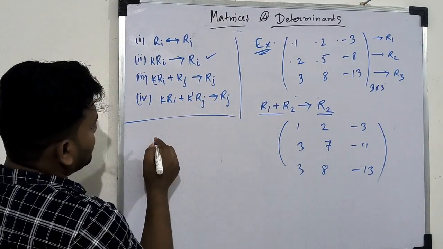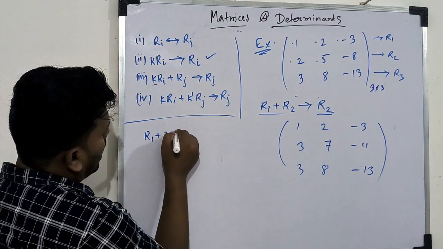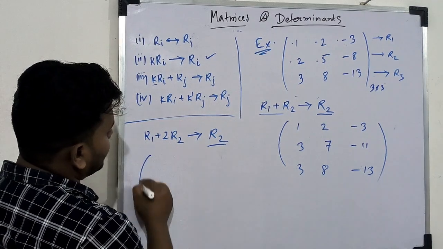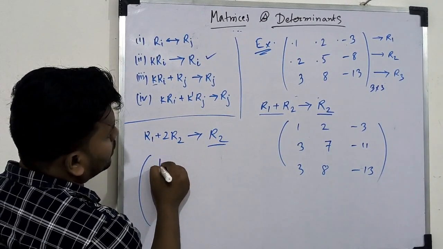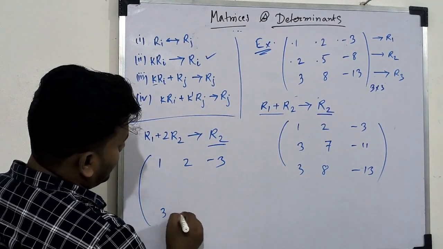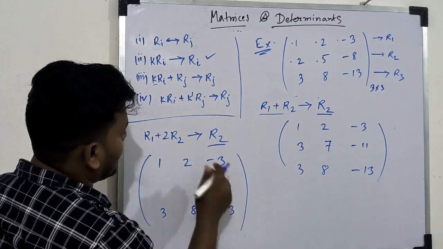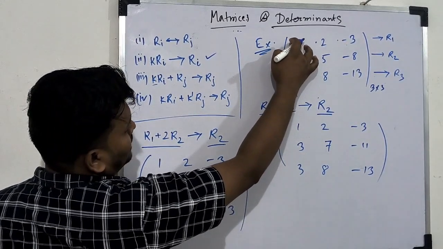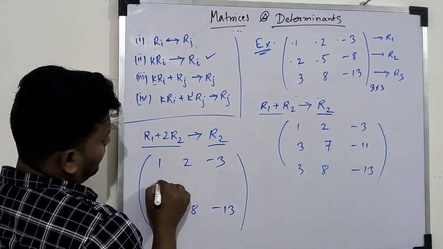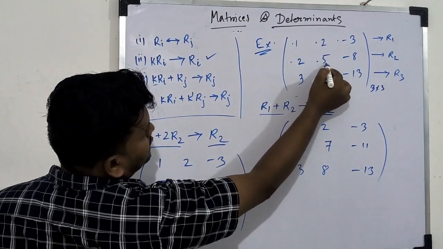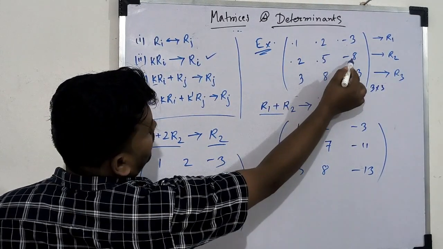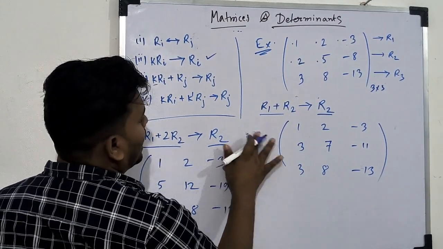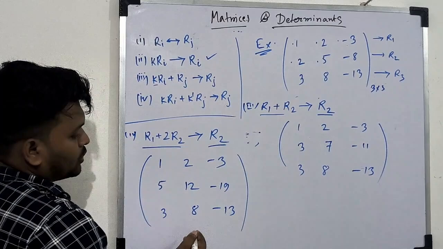And last, if we put R1 plus 2 R2 implies R2, so we replace R2 by R1 plus 2 R2, then the matrix will look like this. R1 will be the same and R3 will be the same, but R2 will be replaced with this. So R1 plus 2 into this: 1 plus 2 into 2 is 5, 4 plus 2 into 3 is 10, 12, and minus 16 minus 3, so minus 19. Under this row operation the matrix will look like this.